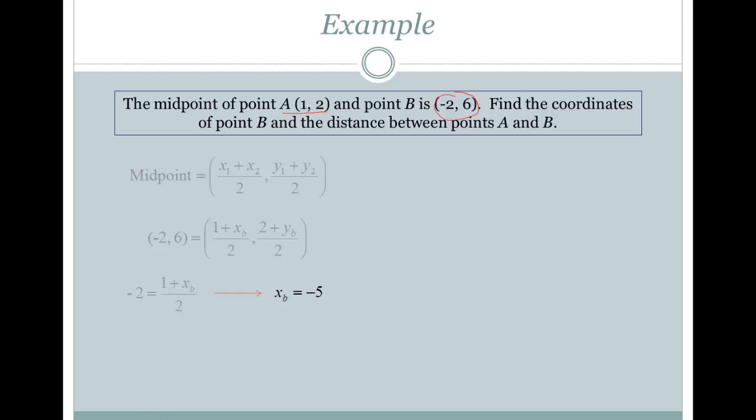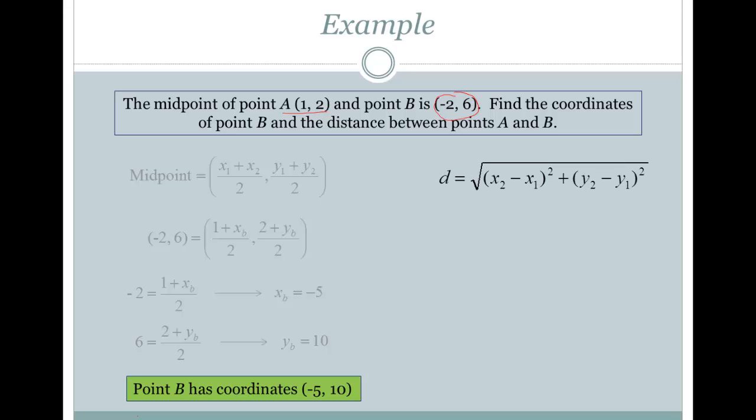I can do the same thing for the y coordinate. Okay, I can say the y coordinate of the midpoint is equal to the y value of the first point, plus the y value of the second point, divided by 2. Again, you guys should be able to solve this and see that I'm going to get 10. And that's going to leave me with my coordinates for point B as (-5, 10). Okay? Now the second part is asking me for the distance.